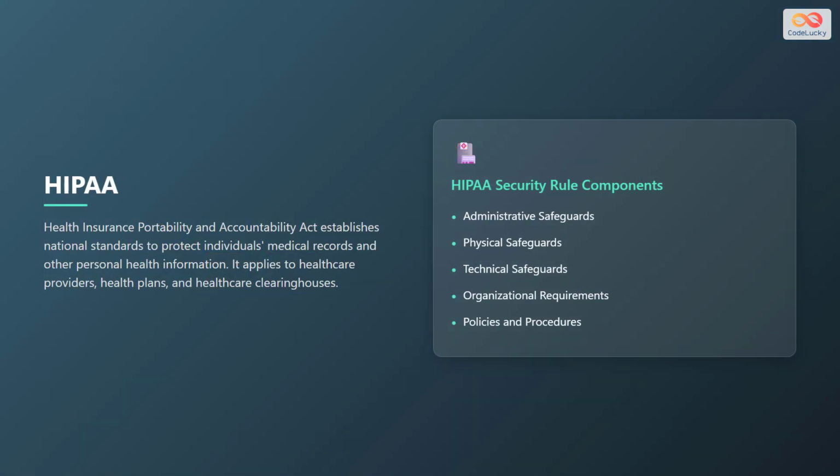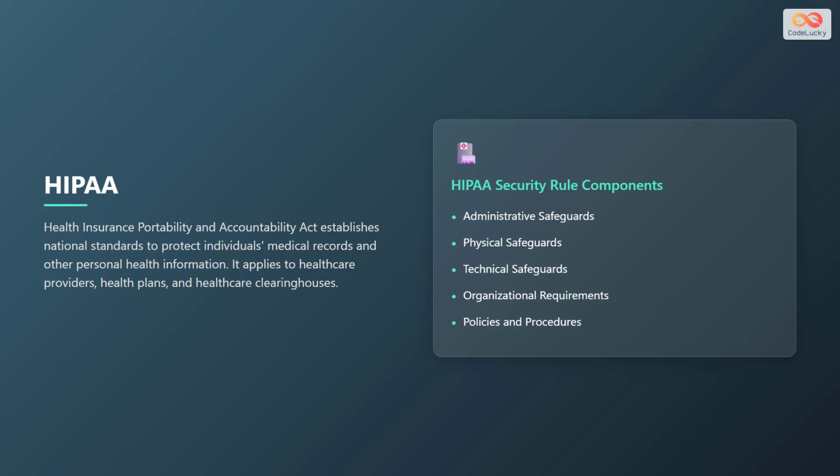The Health Insurance Portability and Accountability Act, or HIPAA, establishes national standards to protect individuals' medical records and other personal health information. It applies to healthcare providers, health plans, and healthcare clearinghouses that transmit health information electronically. Here are some of the security rule components under the Health Insurance Portability and Accountability Act.